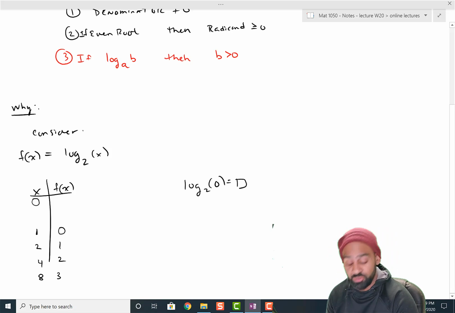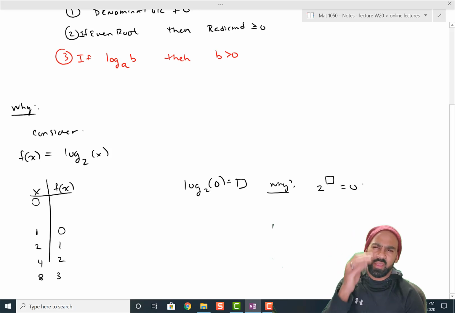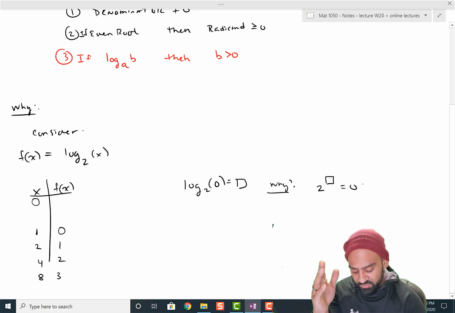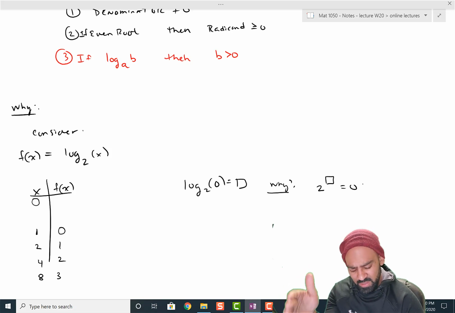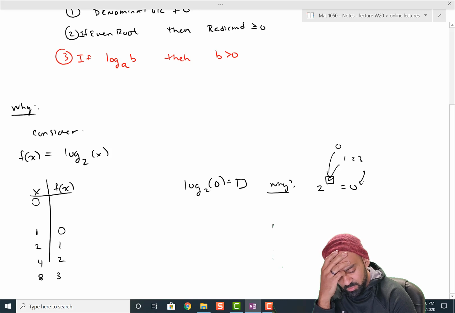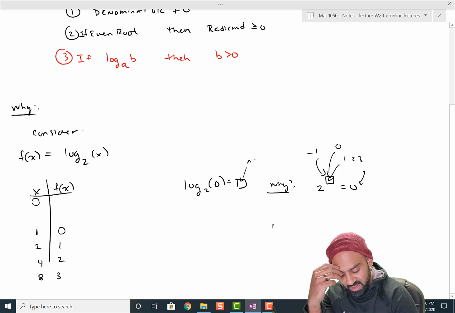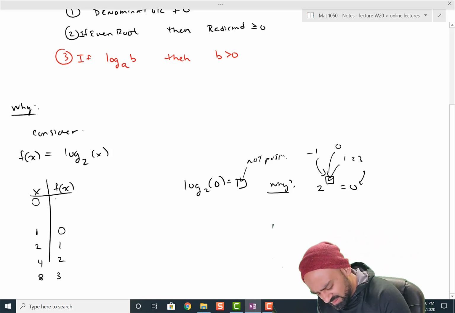Here's the thing. If you're ever lost, you just convert it and then stop and think about it, right? 2 to the blank equals 0. Well, hold on a second here. If this is 1, 2, 3, we get whole numbers. If this is 0, then this should be 1. If this is negative, it should be a fraction, okay? So it doesn't ever become 0. So this is not possible. All right, so that's weird, okay? So this is not possible.